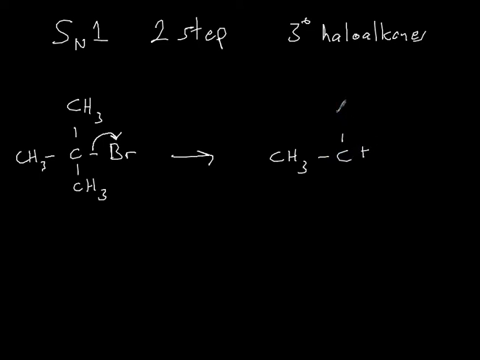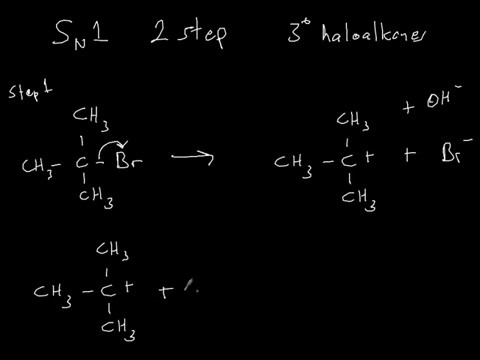Let me go ahead and erase the hydroxyl group there. The electrons go to the bromine, and this turns into the carbocation plus the bromide ion. And remember, the hydroxide is still in here. Okay, and so that was step 1, the formation of this carbocation. And then step 2 was the addition of the hydroxide to that carbocation to give us the final product.